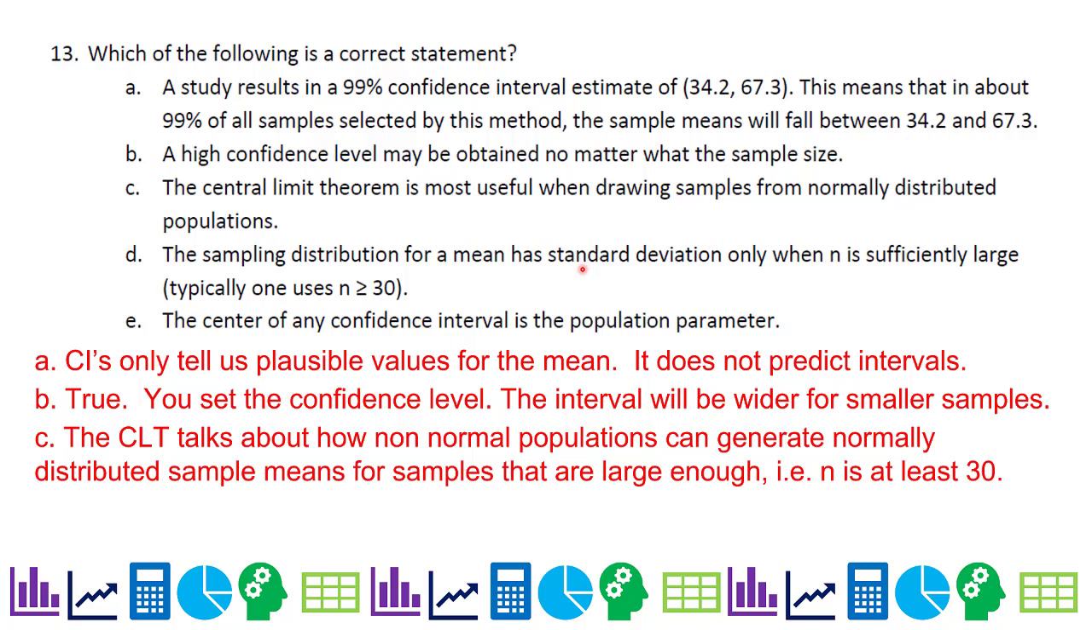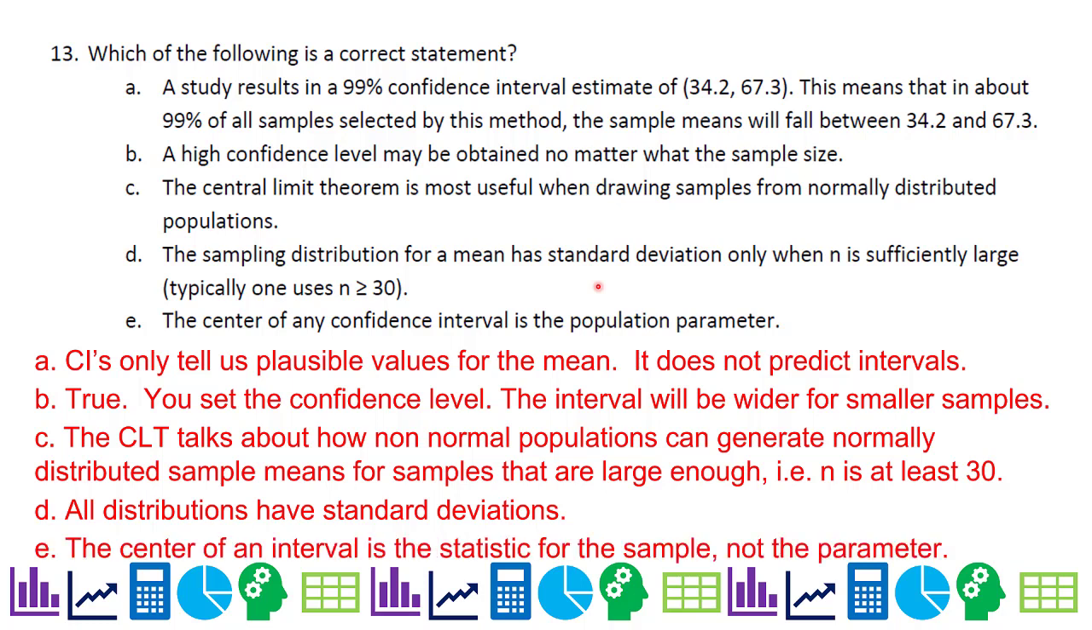Choice D. The sampling distribution for a mean has a standard deviation only when n is sufficiently large. Every distribution has standard deviation. It doesn't matter what it looks like. Standard deviation can be calculated. E. The center of any confidence interval is the population parameter. It's basically based off of our statistic from our sample, we're trying to guess at the parameter. We don't know the parameter. So the correct answer is B. A high confidence level may be obtained no matter what the sample size.